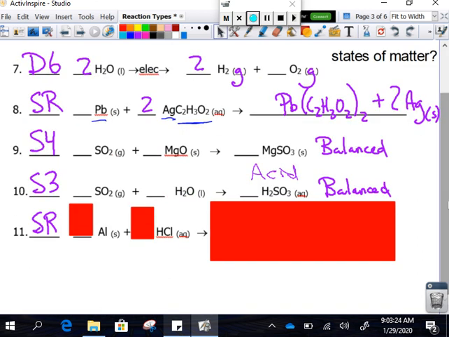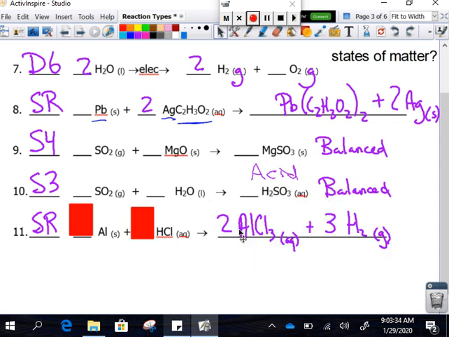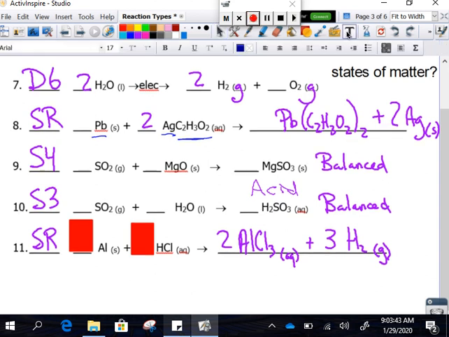Go down to 11. Aluminum is on the metals list. Hydrogen's on the metals list. Who's higher on the list? Aluminum is higher on the list, so aluminum replaces the hydrogen. Hydrogen's now by itself, and since aluminum's a +3 and chlorine's a -1, there are 3 chlorines.